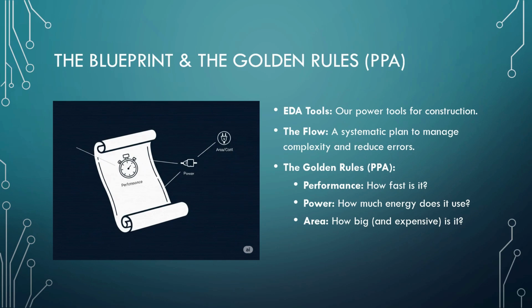And at the heart of this entire process is a constant balancing act. Before any design starts, we have to define our goals, which are known as the golden rules of PPA: performance, power, and area. Performance: how fast will the chip be? We will measure this in terms of frequency. And power: how much battery will it consume? And area: how big will the chip be? A bigger chip costs more to make. You can't have everything. The entire design is about finding the right balance.